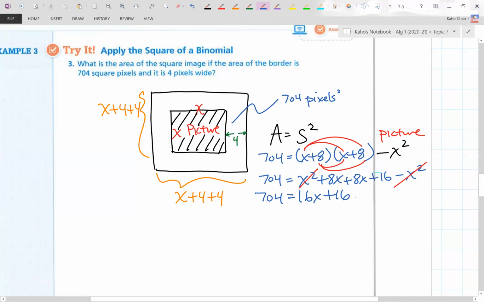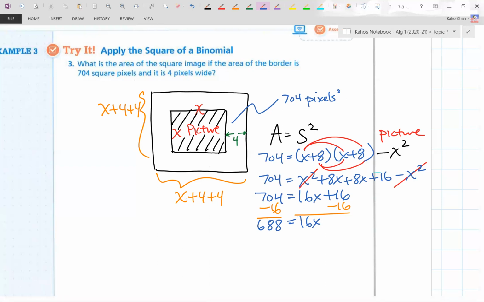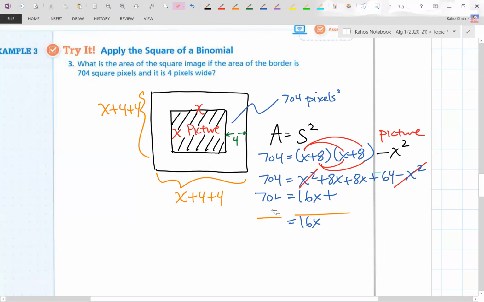The rest is undoing operations, solving for x. Subtract 16 to both sides. 16x equals, what is that? 688. Interesting. What was that, 640? Oh, I see a little mistake, everybody. Whoops, caught myself. 8 times 8 is not 16. That should be 64. Sorry about that. Aren't you glad I caught myself there? So that's a 64.